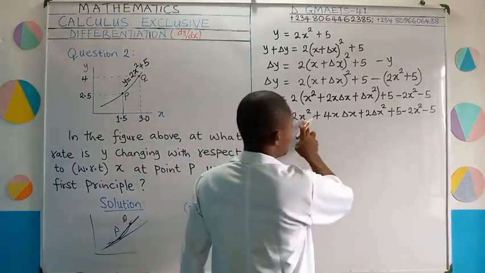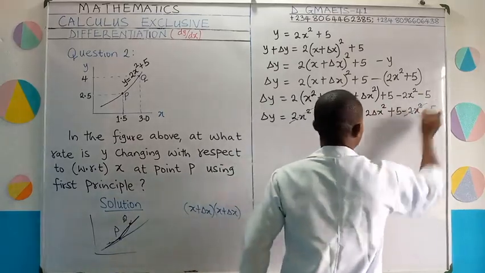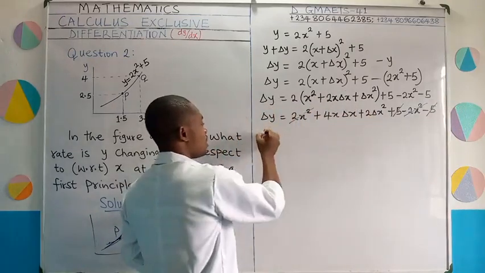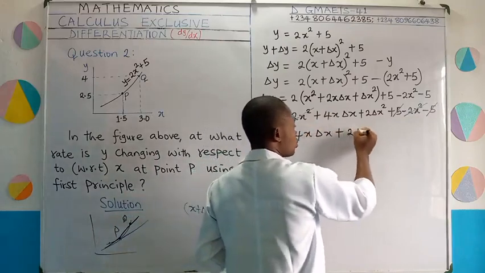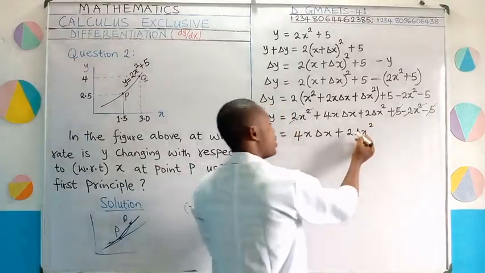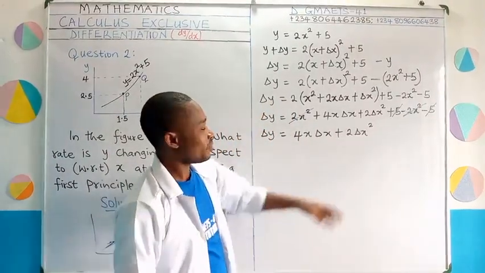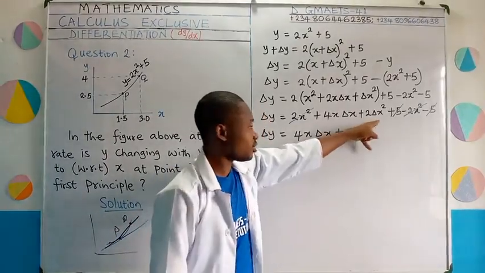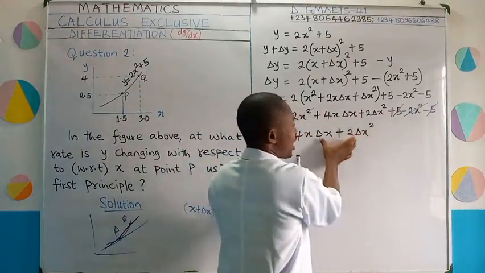You notice that this is 2 squared x. It will go off with this minus 2 squared x. Plus 5 will go off with minus 5. Having done that, this will be delta y equal to 4x delta x plus 2 squared delta x. Squared delta x is just like maybe in bracket and then you square it. Is that okay? Please don't think that this square is just affecting this x. Together, delta x squared. At this point, I've simplified the right hand side, and this is what I have now.